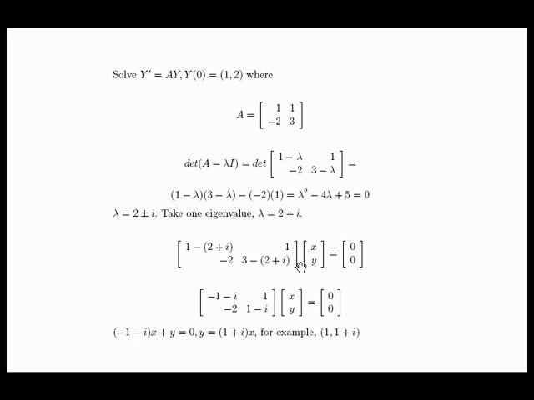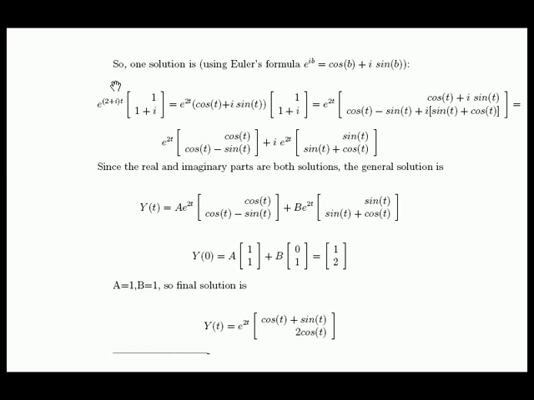So we have an eigenvalue and an eigenvector, and the eigenvalue was 2 plus i, and the eigenvector was (1, 1 plus i). That's only one eigenvalue and one eigenvector. We don't have the general solution. We're just looking at one solution, one of the eigenvalues and its eigenvector.